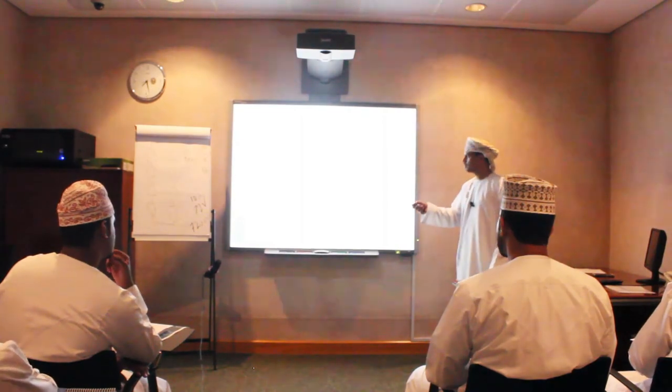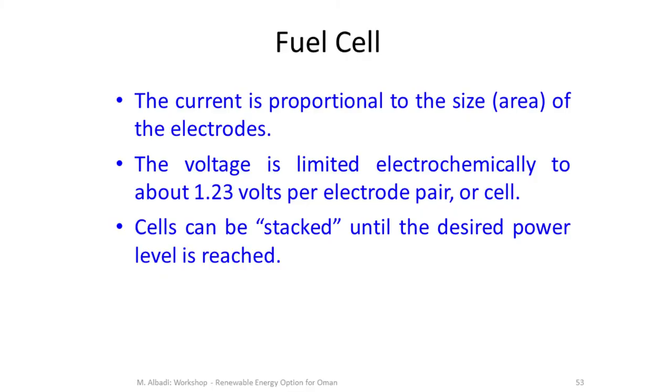The current is proportional to the size of the electrodes. These are the electrodes here. This is the anode and the cathode, the positive side and the negative side. If you need more current, the area of these should be larger. Of course, this is limited, so similar to the PV system, you need to have them in series or in parallel. The voltage is limited to 1.2 per electrode, so you need to add more electrodes in series and in parallel.